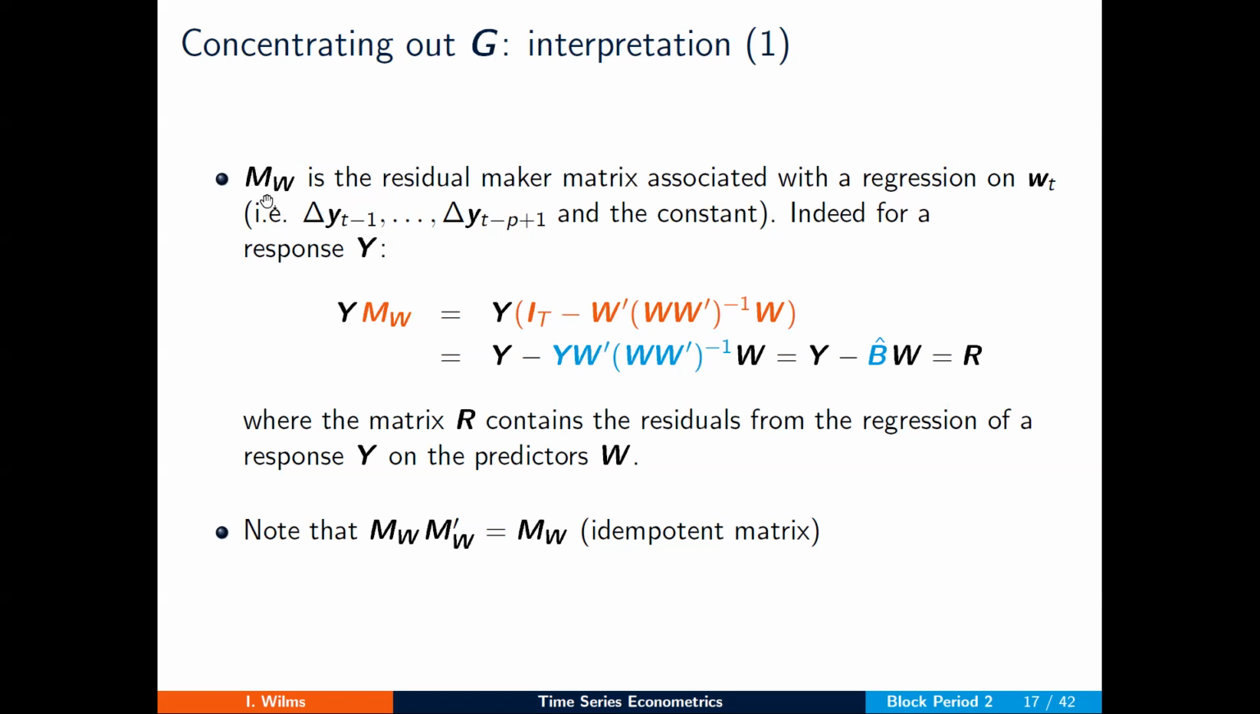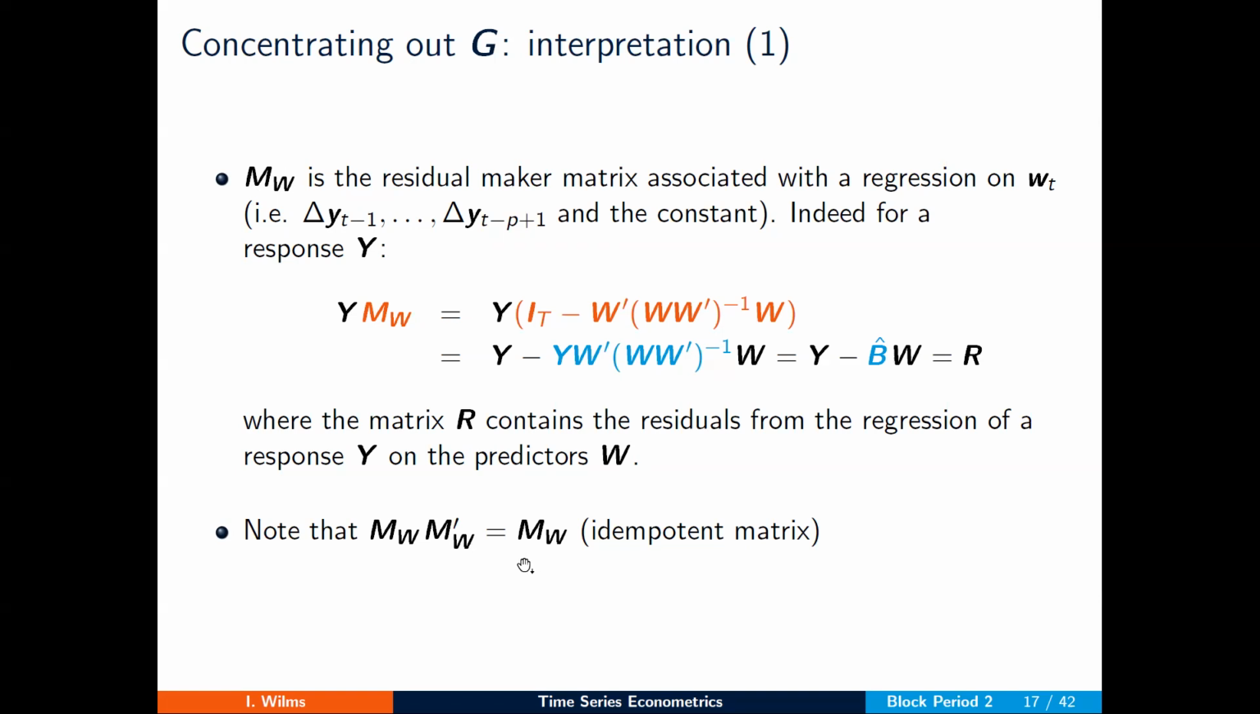So what is this matrix MW doing? Well, that is the residual maker matrix from regressing a certain response, here Y in this case, on the W's as predictors. And this matrix also has a special property, namely if you multiply it with itself transposed, then you also get the original matrix back.